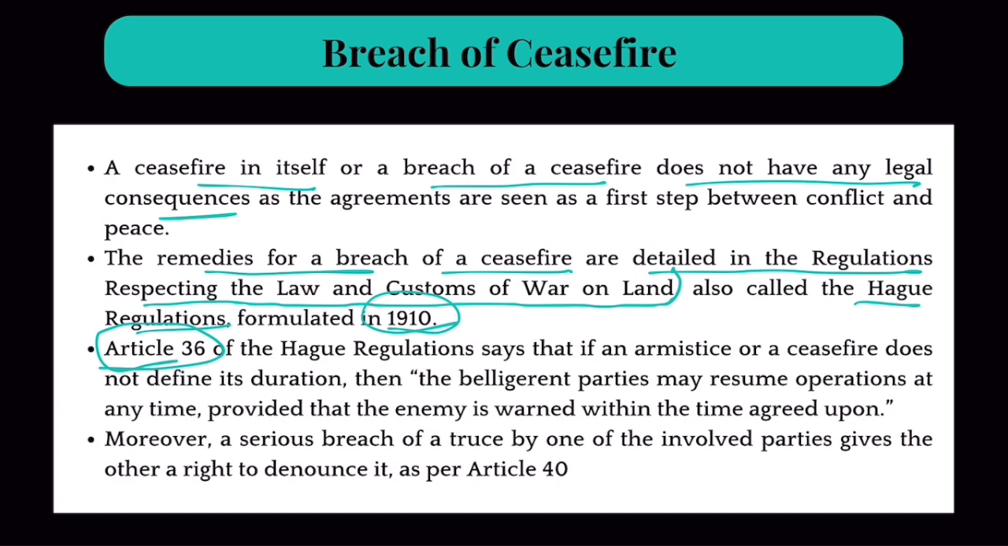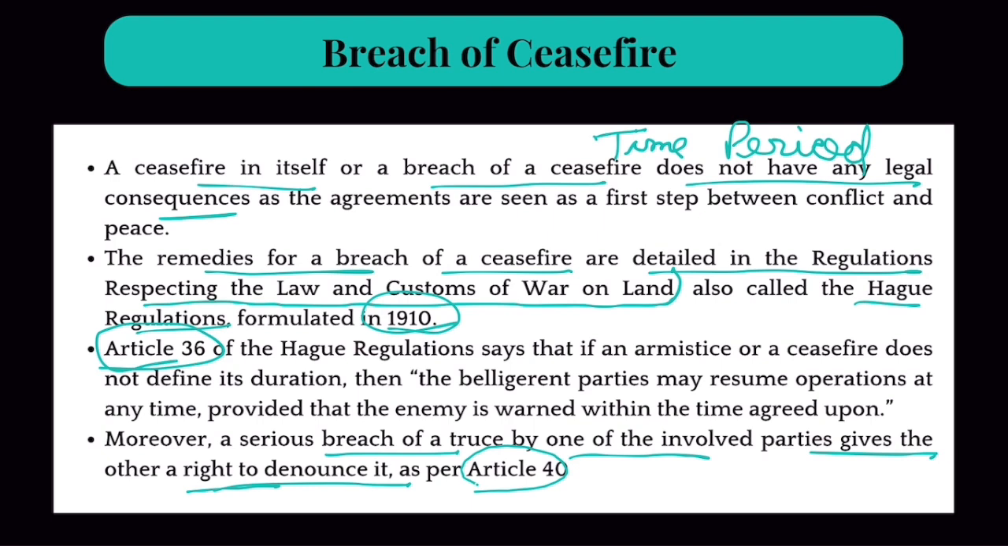As per Article 36, if there is no time period written in a ceasefire agreement, then you can break the ceasefire agreement anytime because there was no time period mentioned. So for an India-Pakistan ceasefire, if it was mentioned that India would hold ceasefire with Pakistan for 7 days, then you have to honor it. But if no time is mentioned, then you can violate this ceasefire anytime, and there are no legal consequences on you. Moreover, a serious breach of a truce by one of the involved parties gives the other a right to denounce it. So, if Pakistan violates the ceasefire agreement, then India can also violate it. India is fully allowed under Article 40.